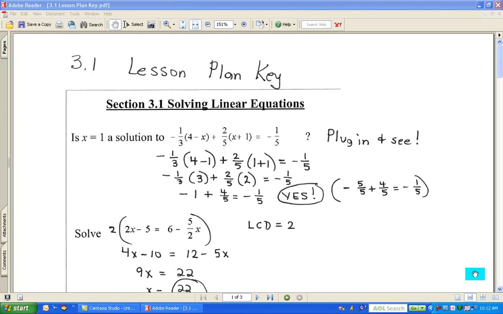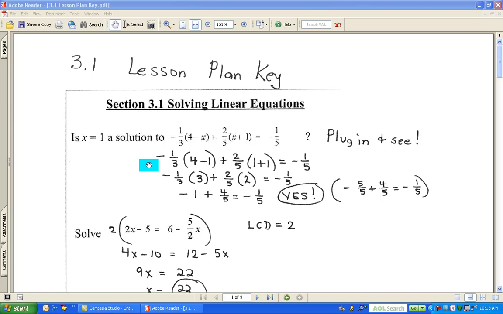Okay, ladies and gentlemen, if you'll take out your lesson plans for your 3.1 material in Math 1033, you'll see the first question that we're asked. Is x equals 1 a solution of that equation? Now, of course, the way you can see this was approached, if I move my cursor to the very first line of our work, if you want to know if a number is a solution to an equation, what you're going to do is you're going to plug it in.